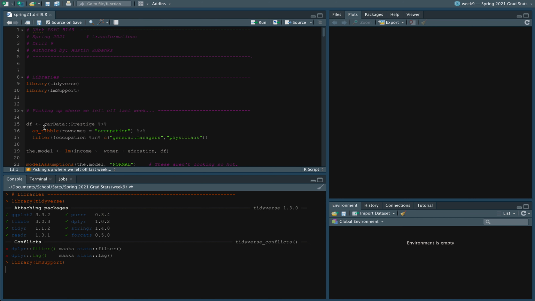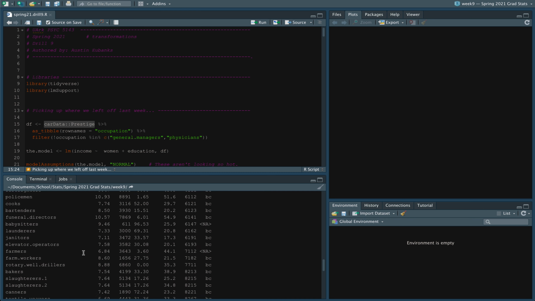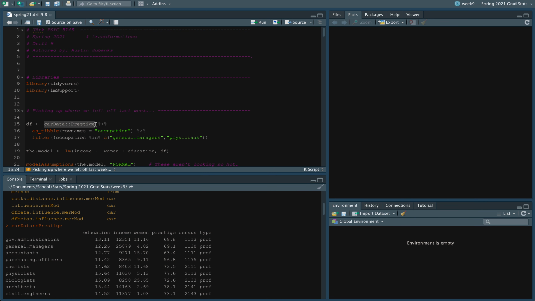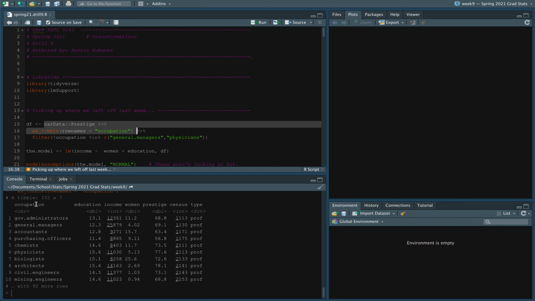Today we're going to be talking about transformations, and we're just going to pick up right where we left off last week. As a reminder, we had that Prestige data set, but the row names are the occupations, so just pipe that straight into as_tibble to make it a tibble, and then pull those row names into a column called occupation so that that's usable data.